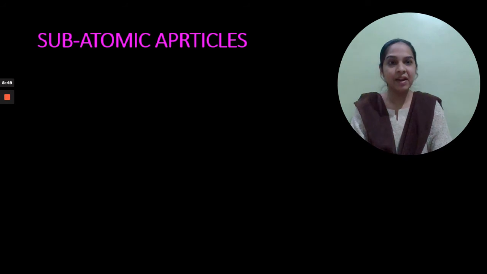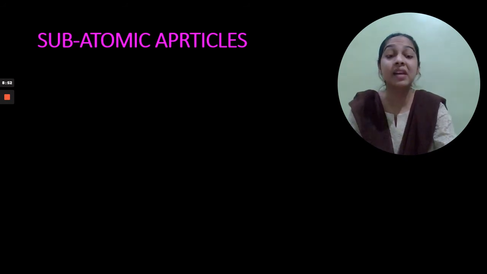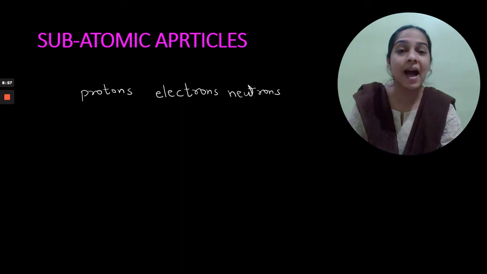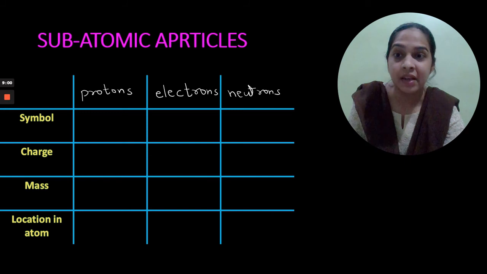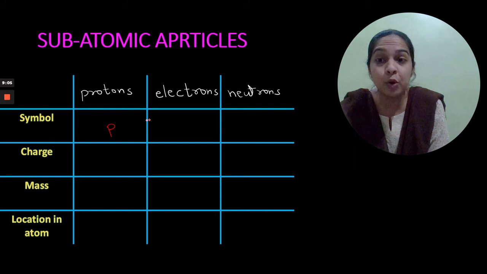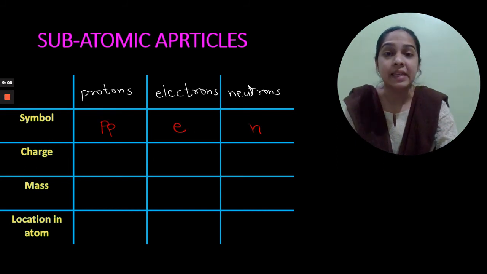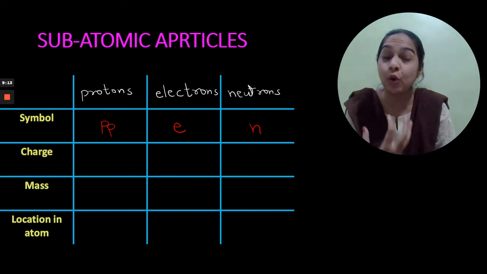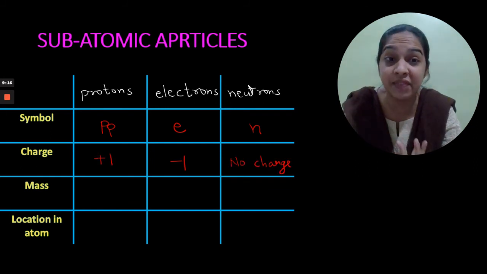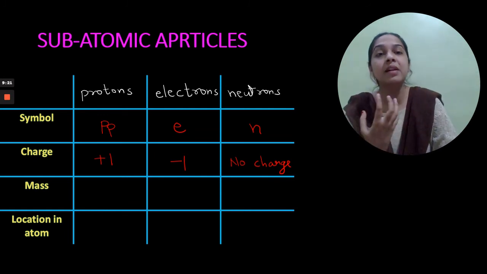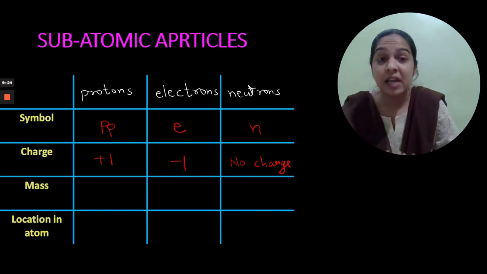So what have you learned right now? You have three basic particles called protons, electrons and neutrons in an atom. How do you represent these? We represent proton with P, electron with E and neutron with N. Now, as I have told you, your proton is positively charged. It is said to carry +1 charge. Similarly, your electrons are negatively charged. They are said to carry -1.